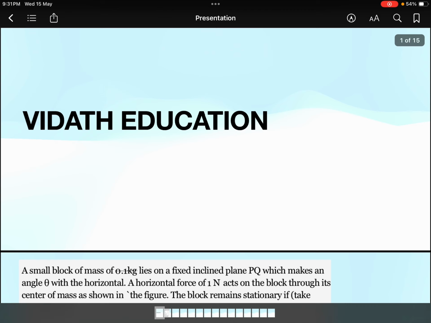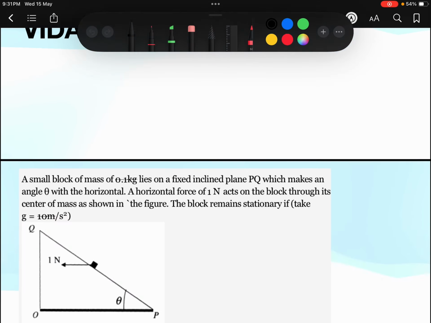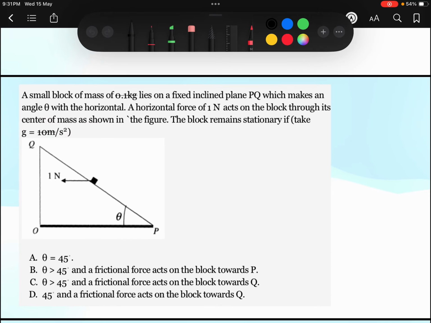So here is another question from IIT JEE PYQ. The question is from the chapter friction, and here is the question. A small block of mass 0.1 kg is on a fixed inclined plane PQ, which makes an angle theta with the horizontal. A horizontal force of 1 Newton acts on the block through its center of mass as shown in the figure. The block remains stationary if.